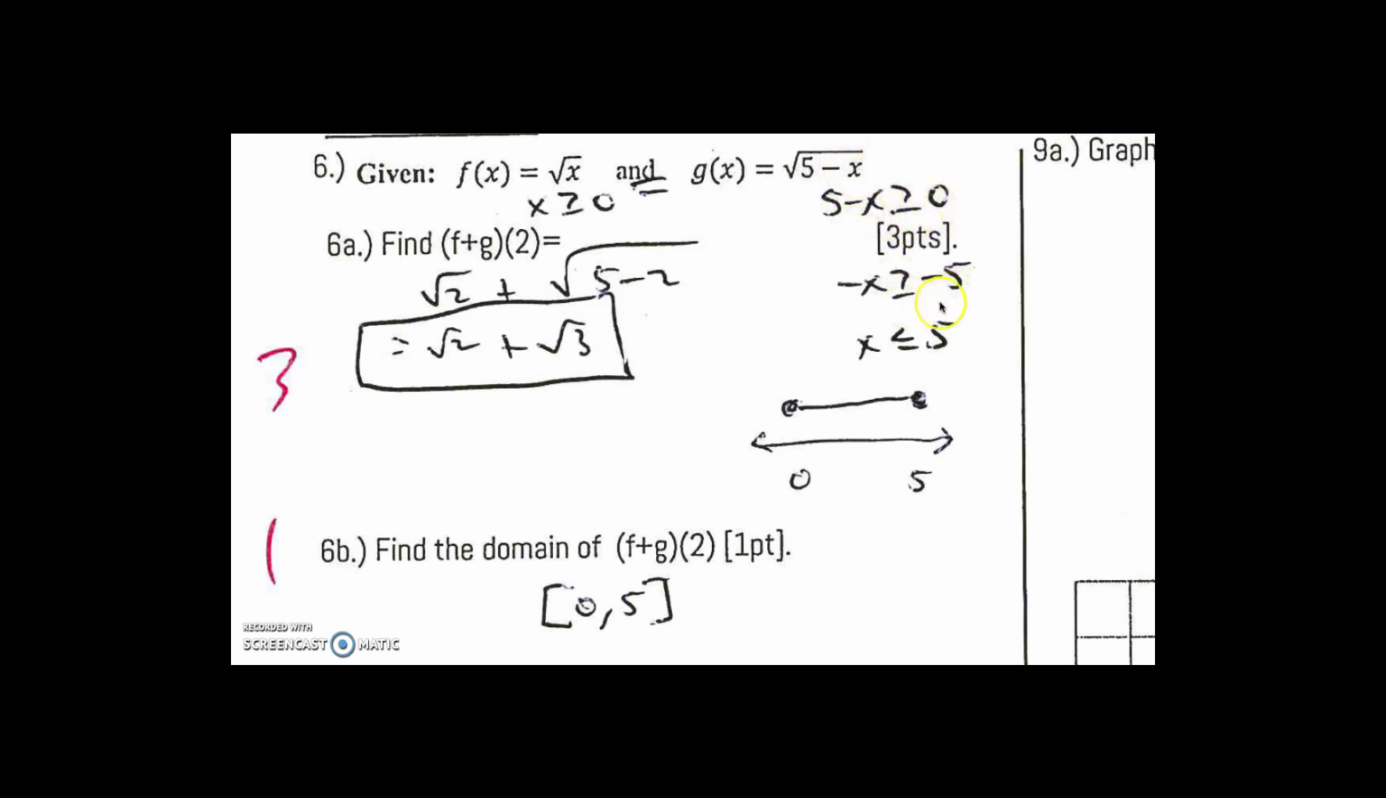So I subtract 5 and I divide by -1, which flips the inequality sign. So x has to be less than or equal to 5. So then if I put those two together, because it has and, that means I could pick any number between 0 and 5. Closed circles is bracket 0 to 5.